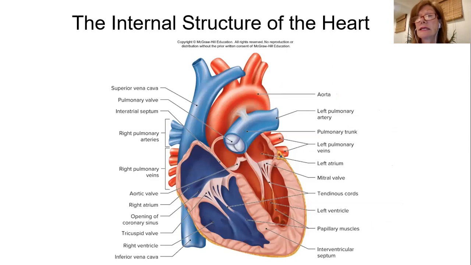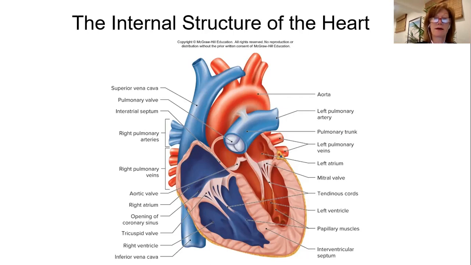When we look here at the internal structure of the heart, there's really four more structures that we need to discuss when we talk about blood flow through the heart, and those are the valves. We have four valves, and the point of these valves is to always keep the blood flowing in one direction and prevent what we call backflow or regurgitation of blood. And typically we study these valves in pairs.